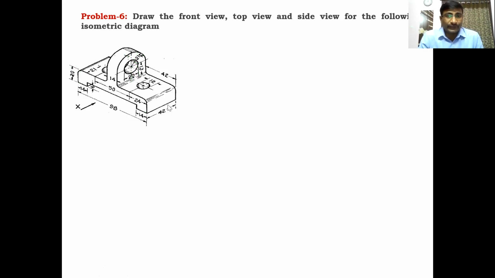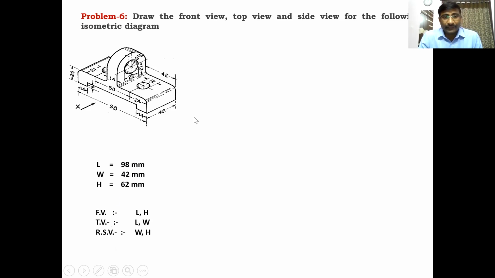Okay, height 62, width 42, length 98. So draw the boxes with these dimensions. Front view box, length and height 98 and 62. Top view box 98 and 42. Right side view. For this we can draw the right side.